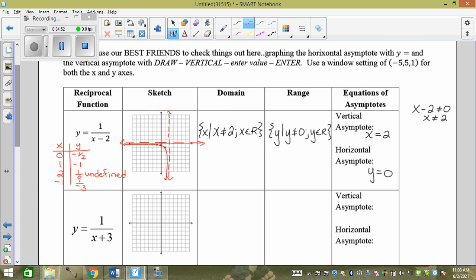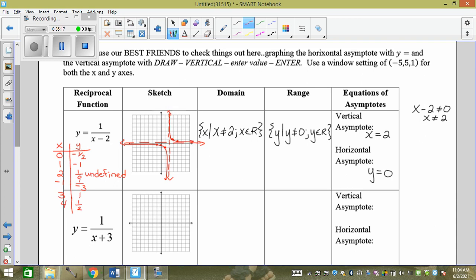I could plug in 3. And I get 1 over 3 minus 2, which is 3 and 1. Plug in 4. And I get 1 over 4 minus 2, which is a half. So it's 4 and a half. And then I get running up here, running down here. So that'd be my sketch.